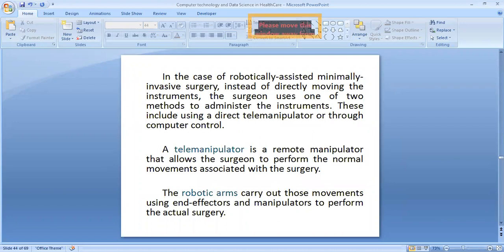So in case of robotically assisted minimally invasive surgery, we have two important aspects. One is the telemanipulator, the other one is robotic arms. Even though we say robotic surgery, the helping hand of the physician is still there. So we have the telemanipulator, which will manipulate how the articulation in a particular direction would result in the particular procedure that we wanted to be carried out over the patient's body. So that is the function of the telemanipulator.